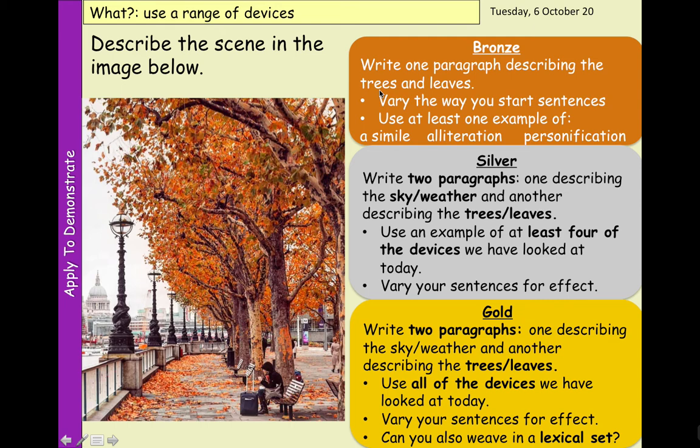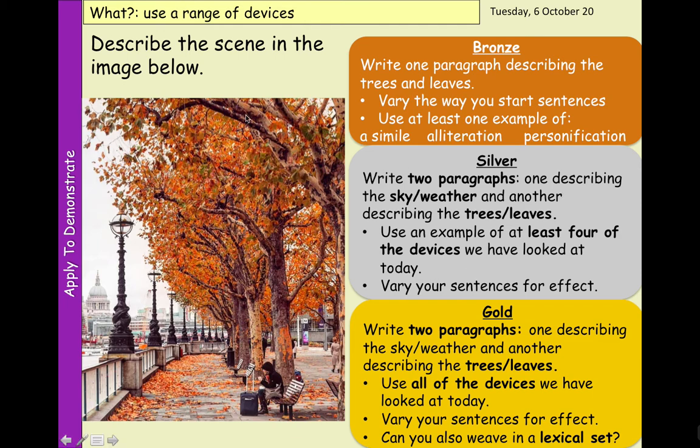So for bronze, write one paragraph describing the trees and the leaves, and focus just on the trees and just the leaves, because it's really good to practice describing one object and focusing on tiny bits of it to build a paragraph around. So vary the way you start your sentences and use at least one example of a simile, alliteration, and then personification. For silver, to push yourself a bit further, write 2 paragraphs.